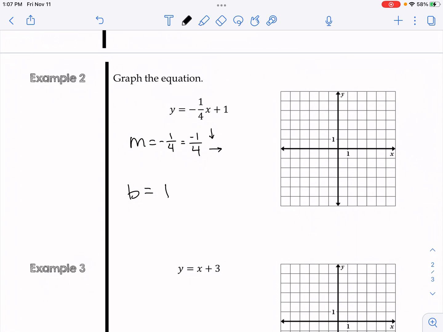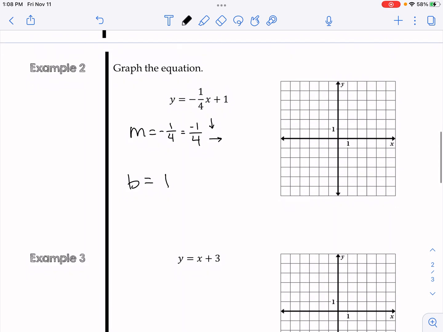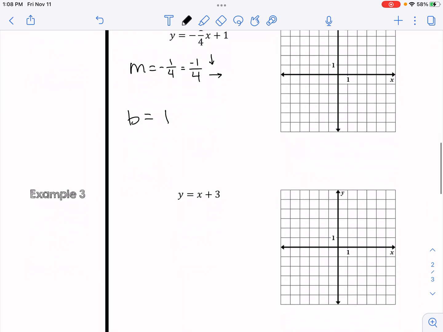Number 2, I'll leave the graph as a you do, so you can graph that. Let me know if you would like for me to check as you're completing these notes, but I'm going to move on to number 3.